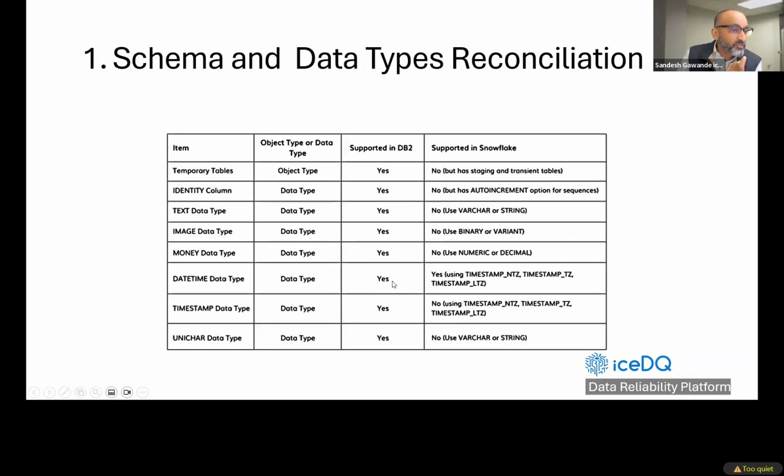Date time data type, it is supported, yes, but there are different variations of timestamps, right? Then there is a timestamp data type, yes, and then there is an equivalent, it says no, but there are some equivalents or something different you have to use. Then there is a Unicode data type, it is there in DB2 but not supported in Snowflake. And depending on the source database and the target database, these rules change. And then you have to create rules to ensure that the data types between the source and the data types between the targets are compared. If they are different, they are reconciled and you have rules to match them so that you have equivalent data types and objects in the system.